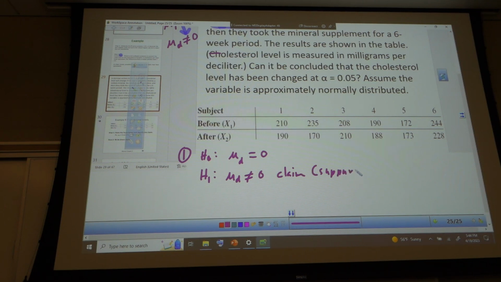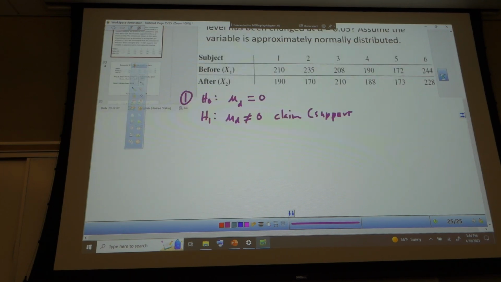Did anybody pick H naught as their claim? No? Like I said, either one's okay. This is a little bit fuzzy. Oh, I did. You did? Do you guys want to do it with H naught being the claim so we can see the difference, or is that one kind of want to do like this?